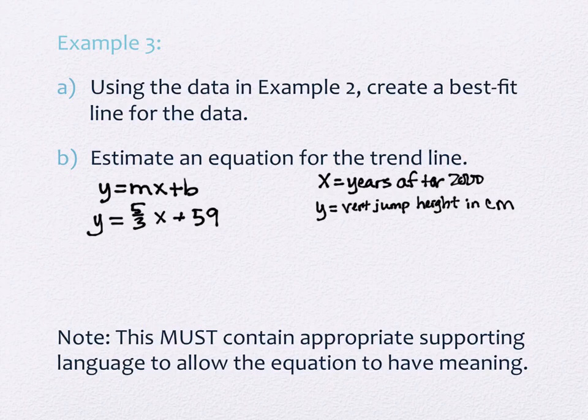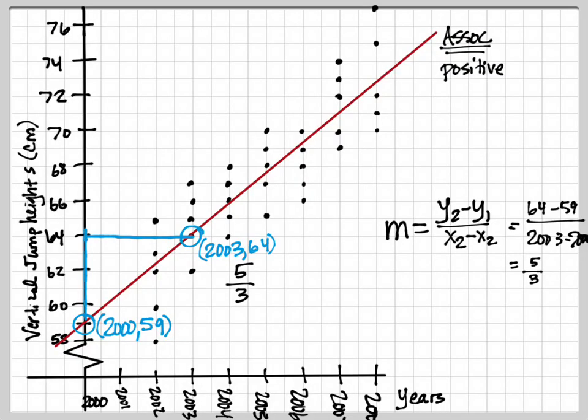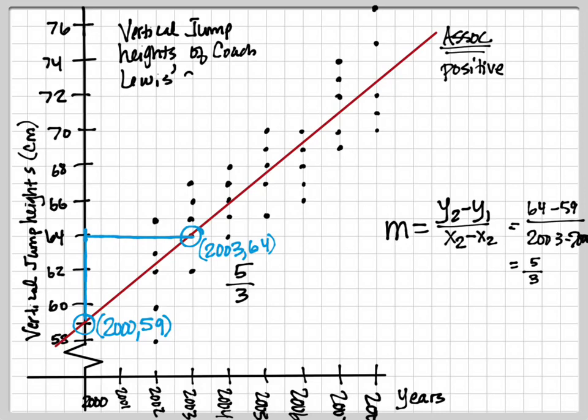Now that said, I need to go back and do one more thing on my graph that I haven't done. What do I need to do on my graph? I did get my labels. You could add an XY, but that's not necessary. What is? Somebody said it though. A title. I don't have a title here. So these are the vertical jump heights of Coach Lewis's starters. Something like that anyway.